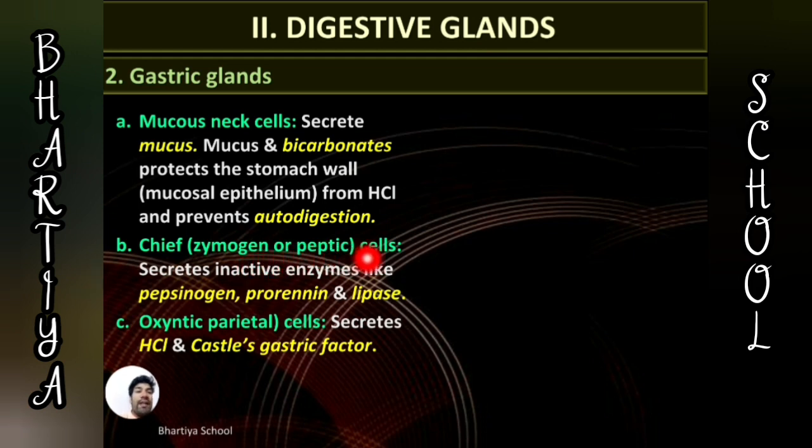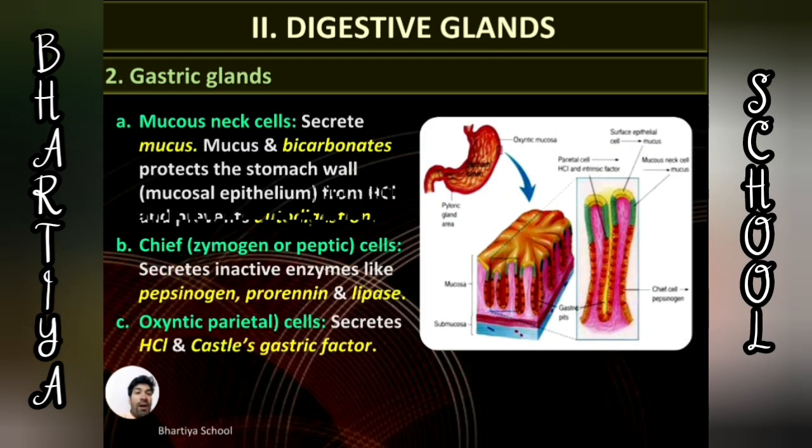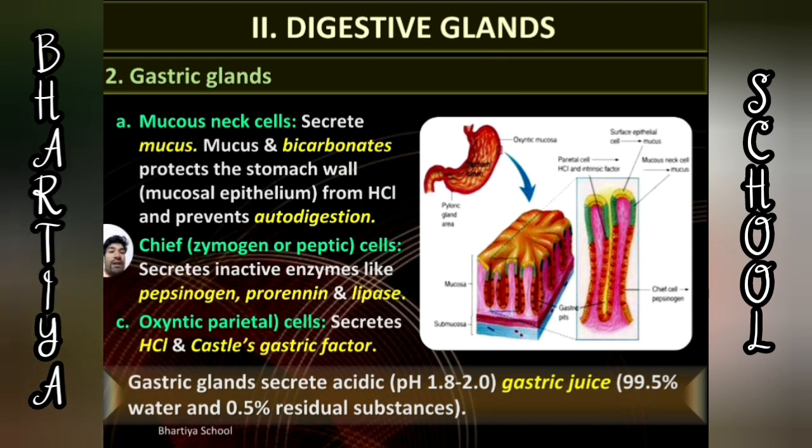Next, the zymogen and peptic cells. These are the cells which secrete the enzymes like pepsinogen, prorennin and lipase. These are the enzymes which help in digestion of proteins. And lipase is very less active and contributes a little bit to the digestion of fats. Here we can see the nature of gastric gland secretion is acidic. Gastric gland secretes acidic juice with pH about 1.8 to 2, and its composition is 99.5% water and 0.5% residual substances.